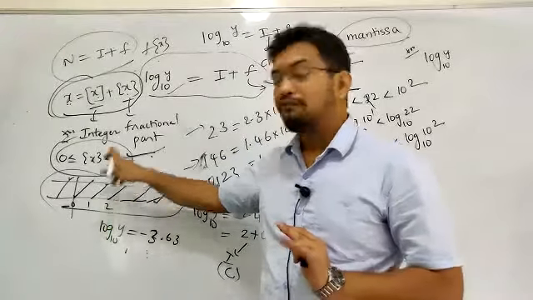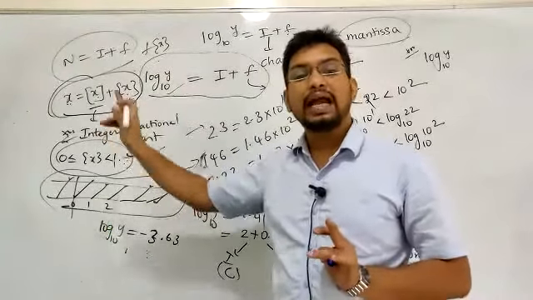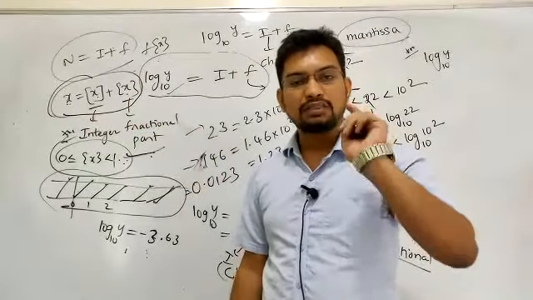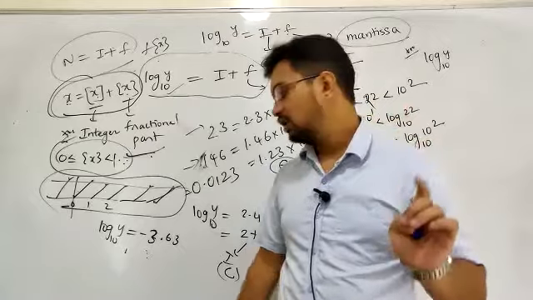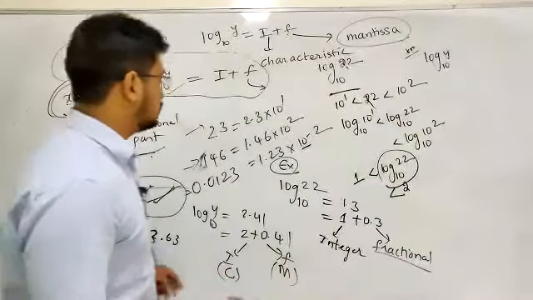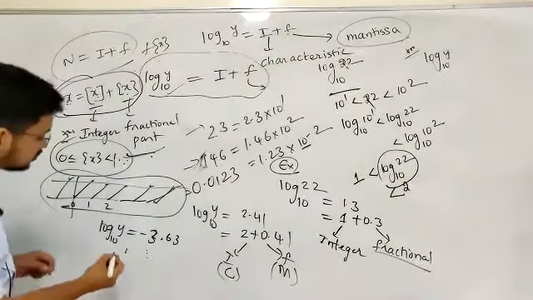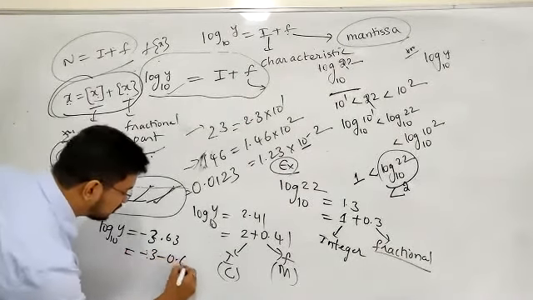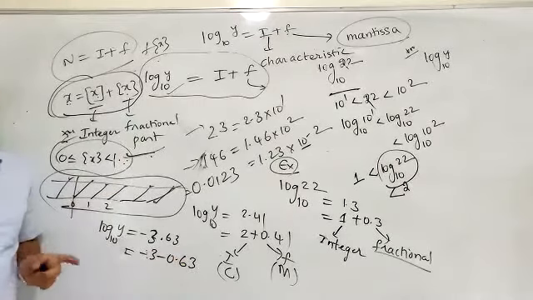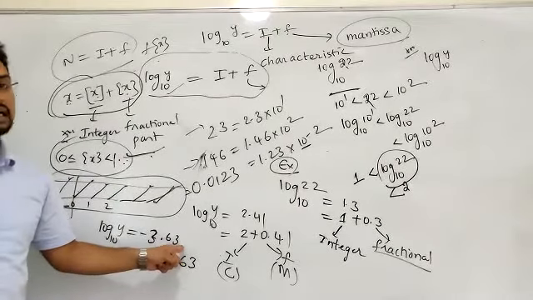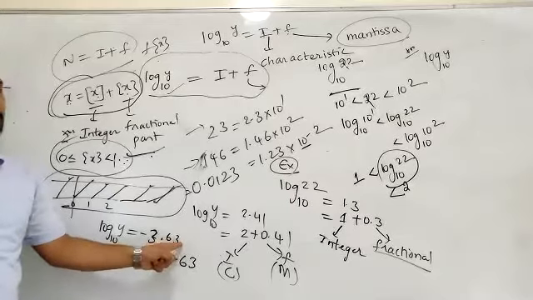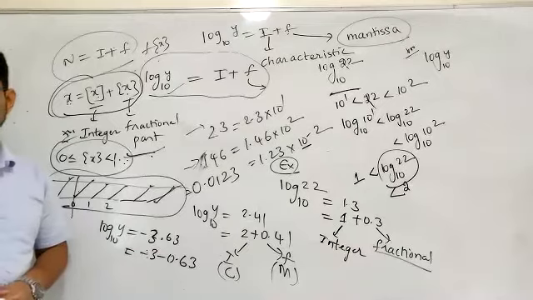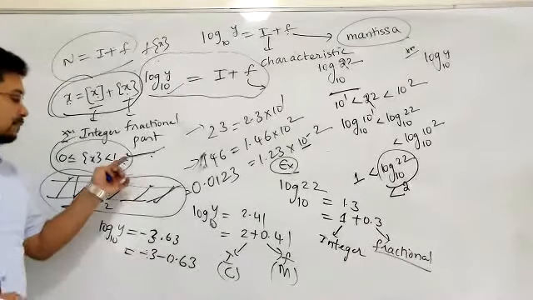Point is this: the fractional part of x is never negative. It is always a positive quantity lying between 0 and 1. Now if I take something like this, -3 minus 0.63, this is something like -3.63. How do you write -3.63? You will be writing it as -3 minus 0.63. Now this fractional part of x cannot be negative.